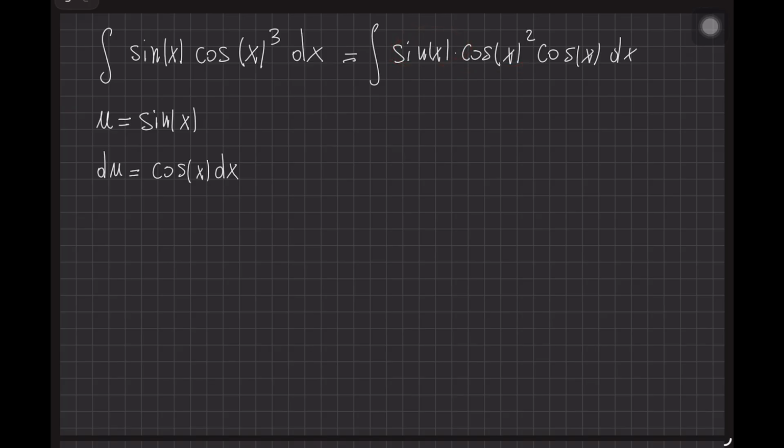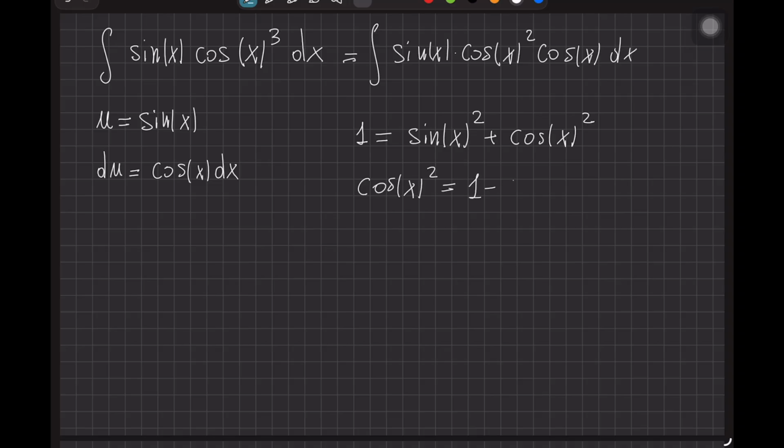How can we take care of that? Well, we can use the basic trigonometric identity. Indeed, we know that 1 is equal to the sine of x squared plus the cosine of x squared, which means that the cosine of x squared is equal to 1 minus the sine of x squared. Now, why is it useful? Well, first things first, now we have expressed the cosine squared in terms of the sine of x, and our change of variables is really good to substitute u with the sine of x.